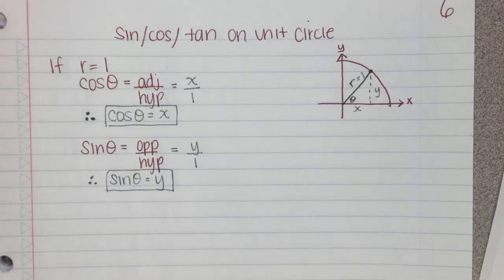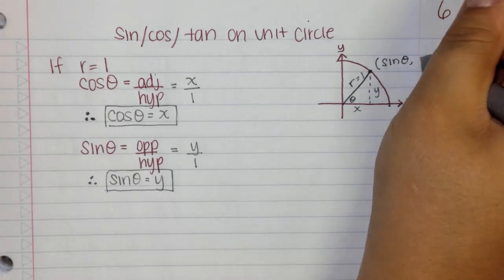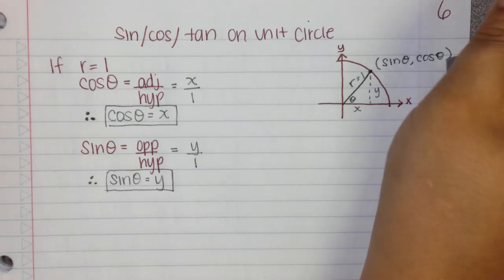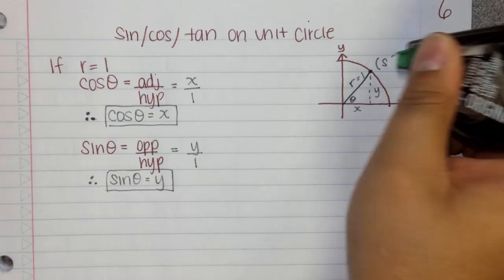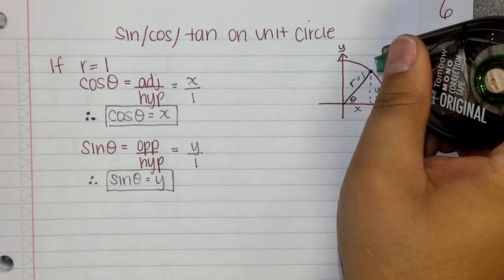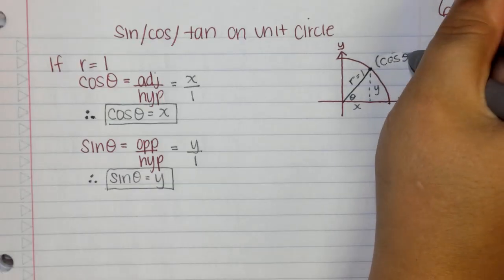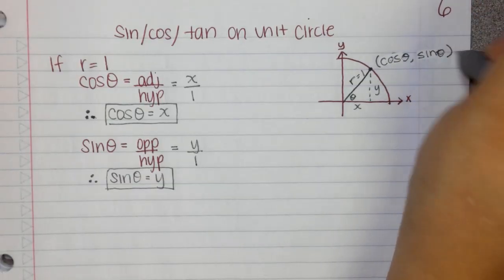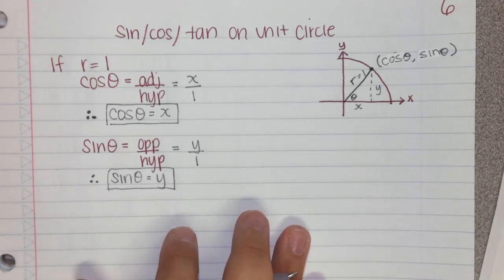So on the unit circle, yes, your coordinate is still xy, but we also write the coordinate as cosine of theta, sine of theta. Why did I do that? I'm going to confuse y'all. I'm so sorry. I have sine on my mind for some reason. Cosine of theta, sine of theta. Cosine of theta, sine of theta. What questions do I have?